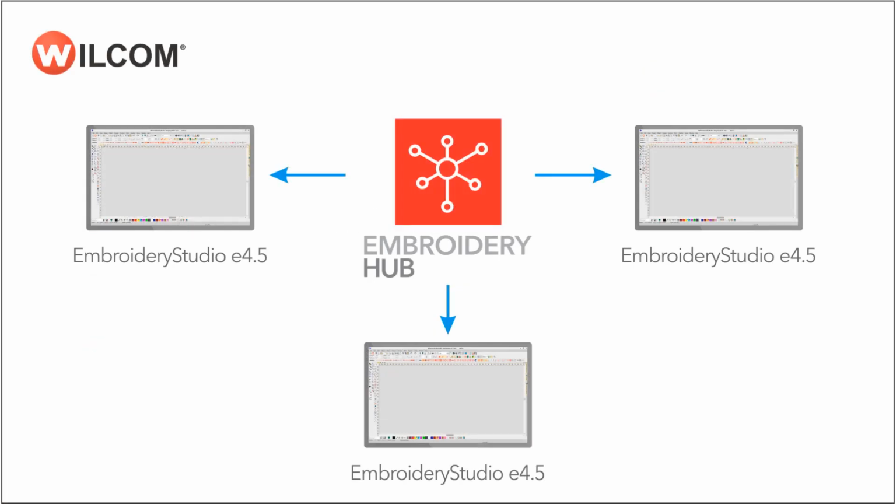Now, if you own more than one EmbroideryStudio software, they will all automatically connect and network to the Embroidery Hub software. That means that when you set up your Embroidery Connect device in Embroidery Hub, that device will automatically appear in every single instance of your EmbroideryStudio, meaning you can send a design to your embroidery machine from any EmbroideryStudio software in your business.